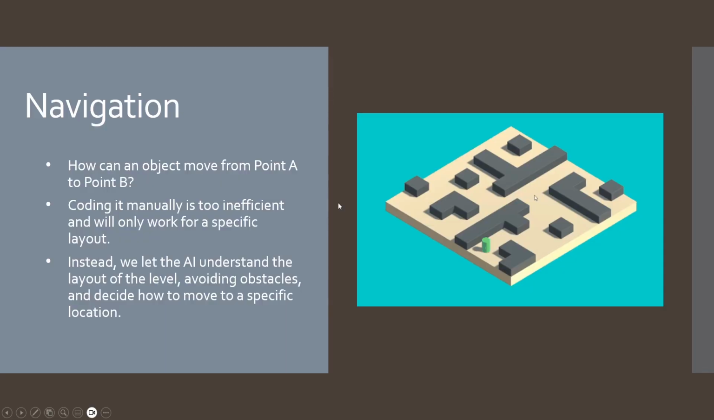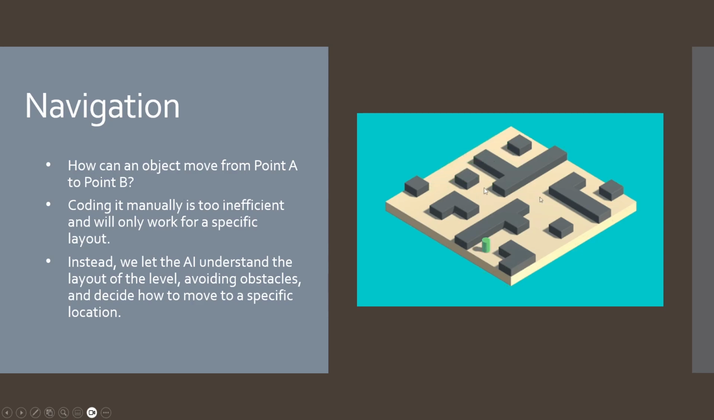Okay. So navigation. This is also recorded, so in any case, you can just watch this later. But anyway, navigation: how can an object move from point A to point B? If you have a map, sure, you could manually tell it to go forward this amount of distance, to go right this amount of distance, etc. So you can manually code it however you like, right?